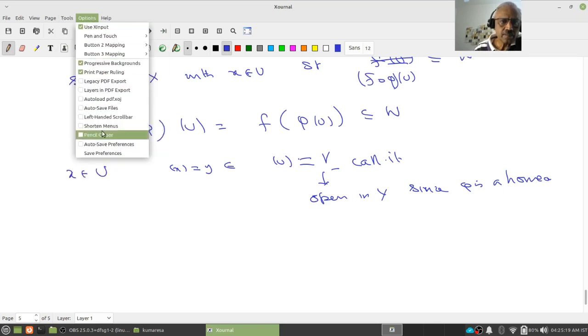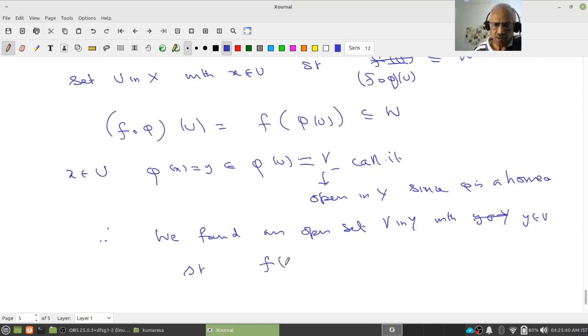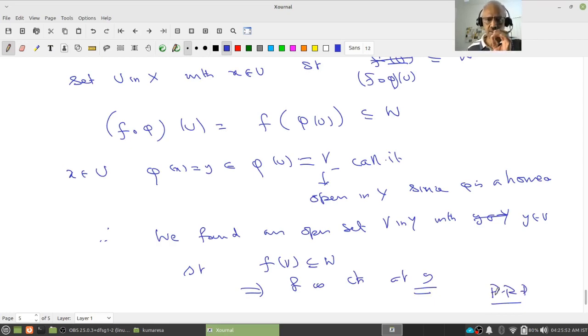Right? Therefore, we have found an open set V in Y with the point y in V, so that f of V is contained in W. That implies f is continuous at y. Okay, understand? So pause, review, and proceed.